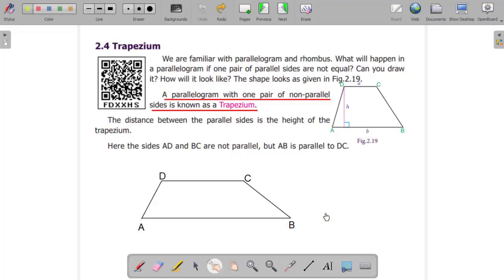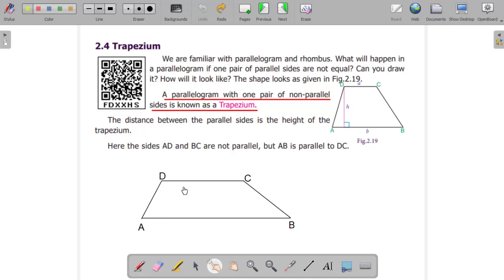Dear students, in today's class, we will see about trapezium. What is a trapezium? Let us look at the definition. A parallelogram with one pair of non-parallel sides is known as a trapezium. Look at this picture. It is a trapezium.